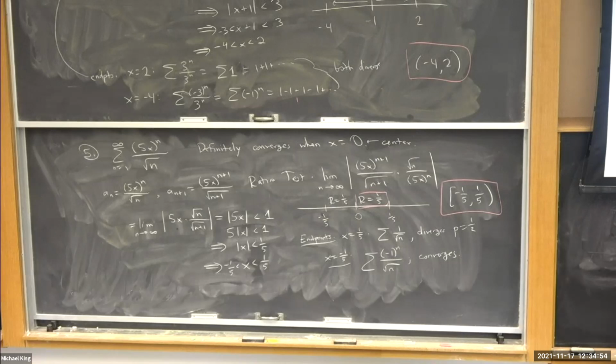So that diverges. What about negative 1/5? Negative 1/5. Negative 1. That would oscillate. That's a classic alternating series. The terms going to 0, and now they're getting smaller. So that converges. So both of them? No, 1/5 diverges because that was p less than 1. That one converges.